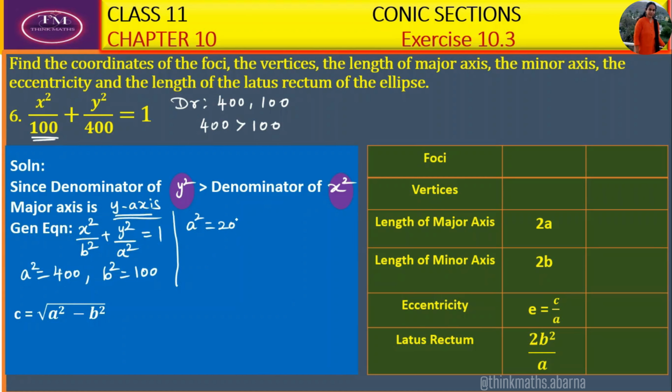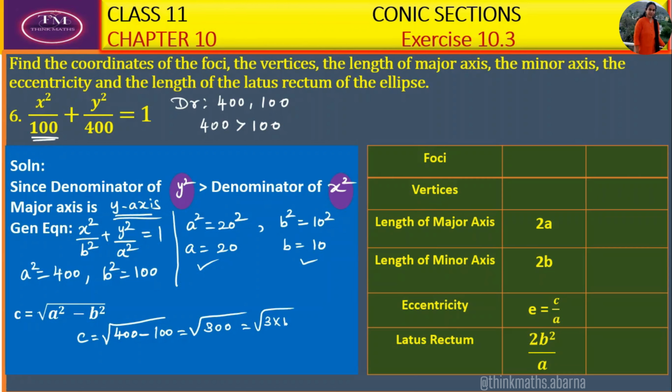So a square equal to 400, which can be written as 20 square. That means a will be equal to 20. In the same way, b square equal to 100 can be written as 10 square. So therefore, b is equal to 10. So we found a and b. Now we have to find c. So c is equal to square root of a square, which is 400, minus b square. What is b square? 100. So it is root 400 minus 100, which is 300. So it is nothing but 3 into 100. 100 is the perfect square of 10. So we can write 10 root 3. So this is the value of c.